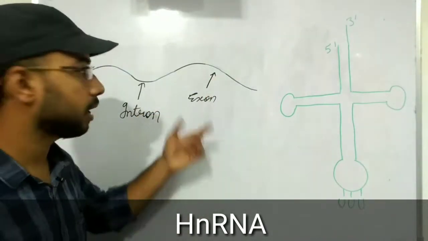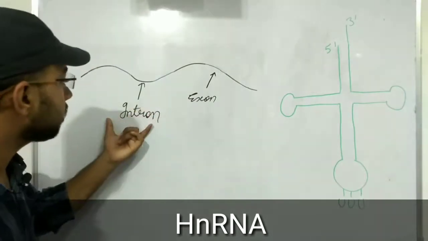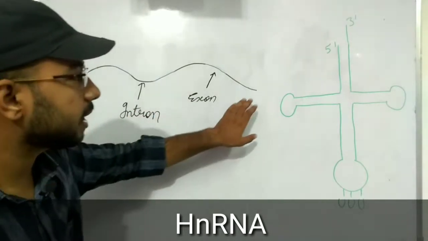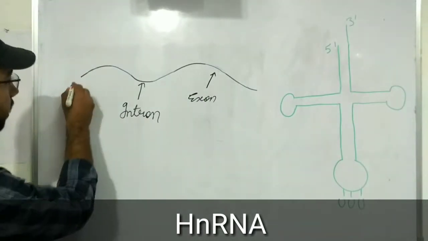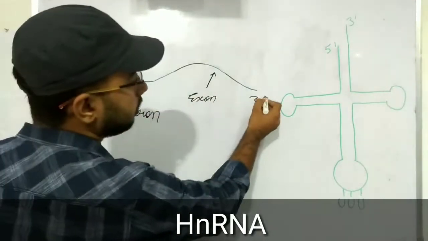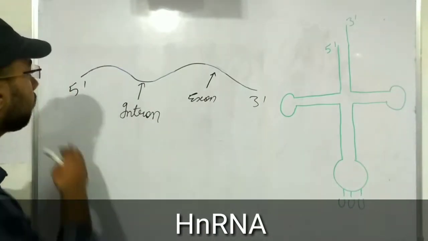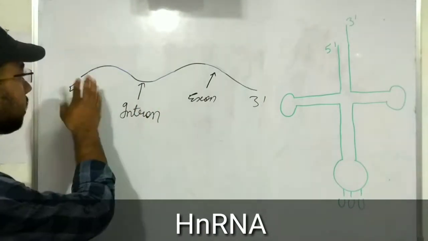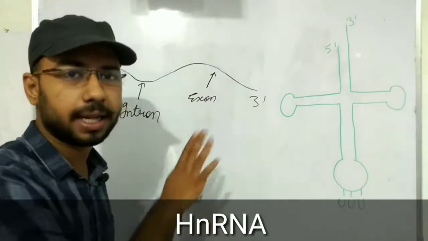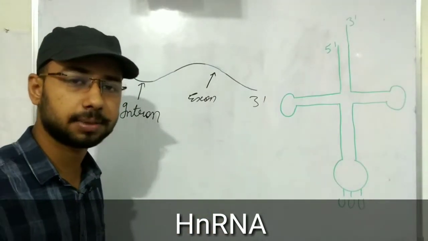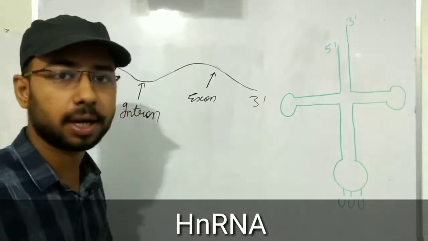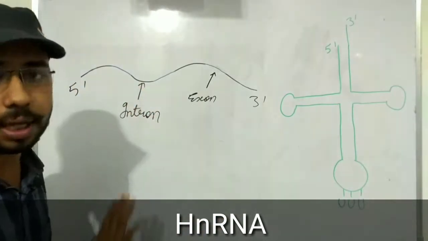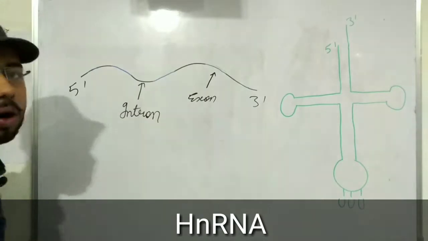It contains coding parts as well as non-coding parts, and it doesn't contain end modifications. There is a 5 terminal and a 3 terminal, but it doesn't contain any type of capping or tailing here. As in post-transcription modification, we see that there are a 5 end cap and a 3 end poly-A tail. So there is nothing like that. It is just the raw RNA.